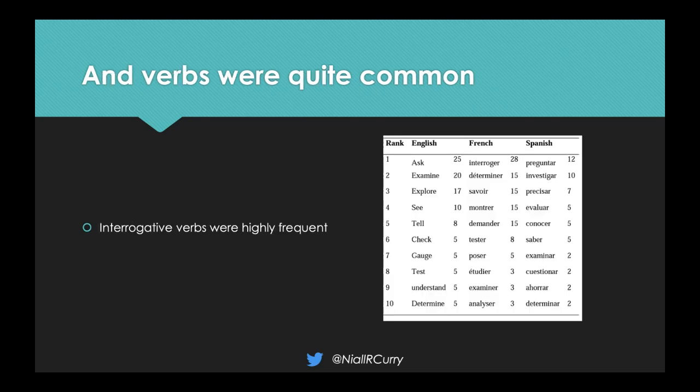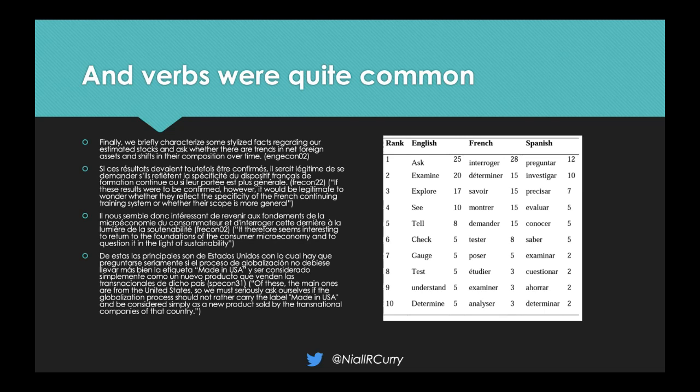When it comes to verbs, interrogative verbs were highly frequent, things like ask, interroger, preguntar, and investigate, and we see correspondences across these languages in terms of shared ones, but also some ways in which they differ from one another. Maybe you can't really see this here, but I'll share the slides around so you can see the examples. In this case, you might have things like and ask whether there are trends. So the question there is asking whether something is happening, and then we have some examples here.